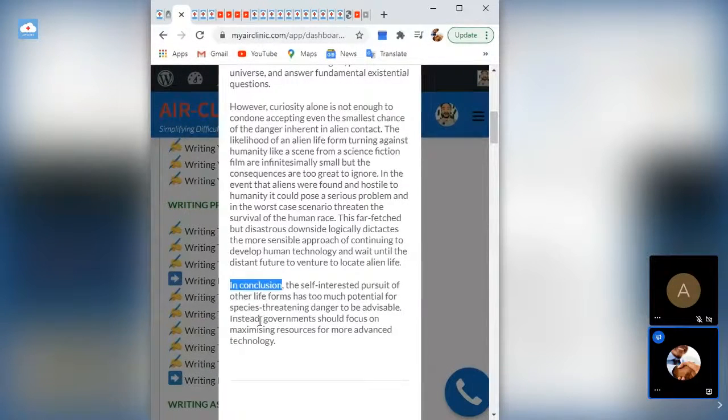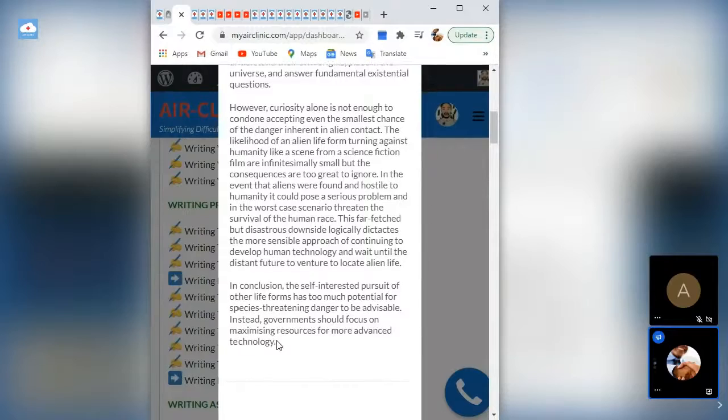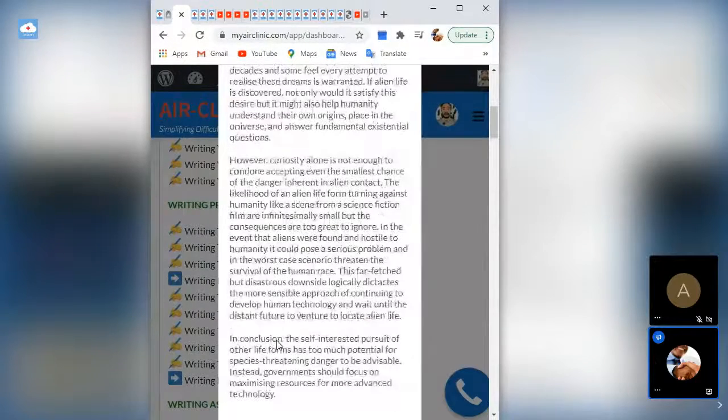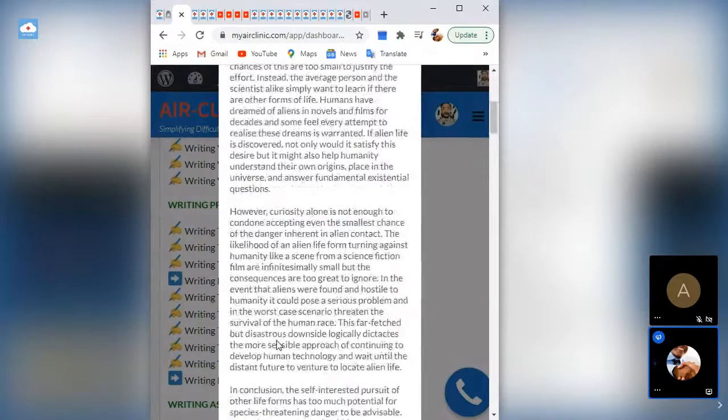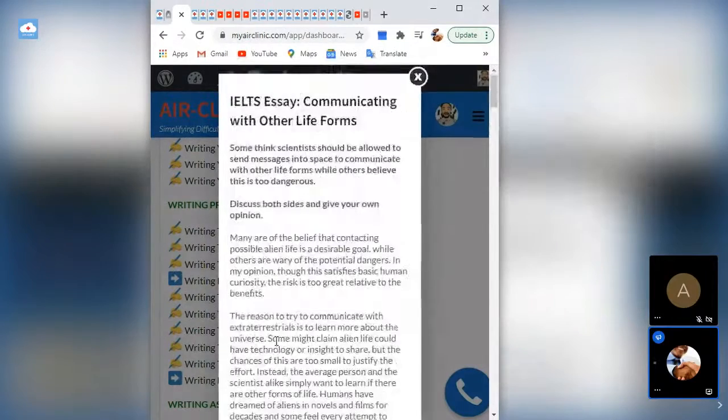Instead, he's providing his own solution. He said, instead, government should focus on maximizing resources for more advanced technology. Full stop. You are done. So when you have the formula at the back of your mind, it makes this essay writing very easy.